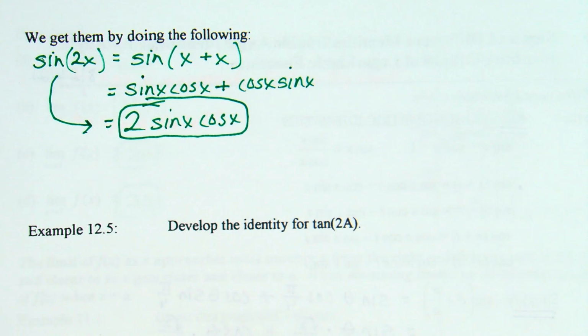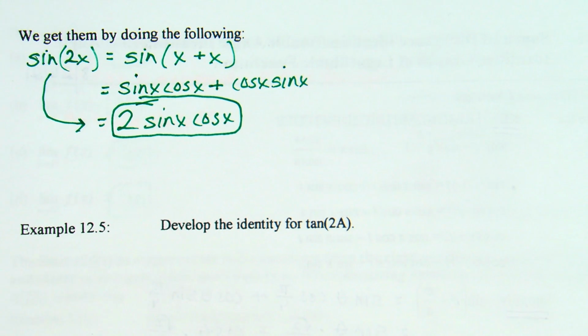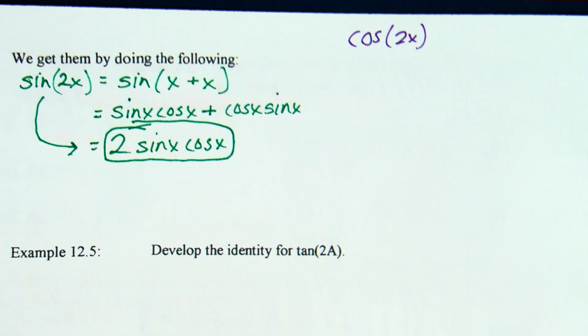So again, the connection is that if you know these other basic identities, you can develop all the others if you forget them. I'm not sure realistically if any of us are going to do that, but looking at the connections is what we're doing here. Now, that was sine of 2x. What else do we have to do? Cosine of 2x. So what do we know about cosine of 2x? Cosine of x plus x.